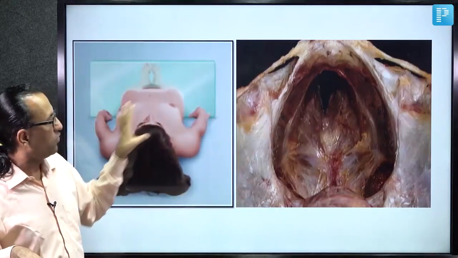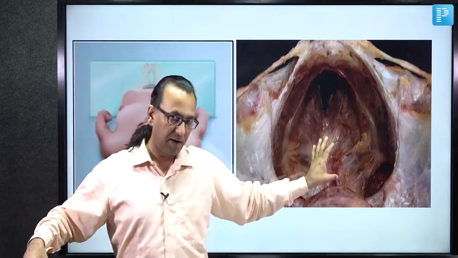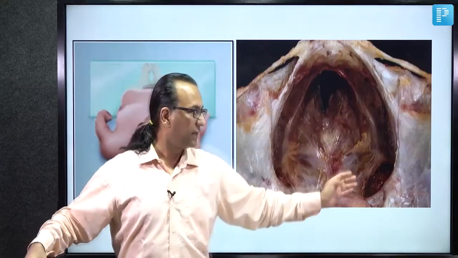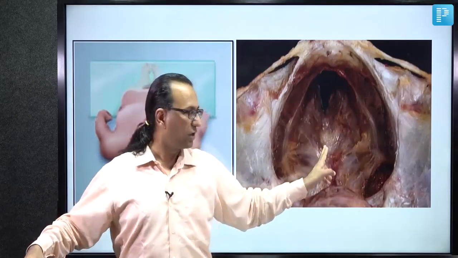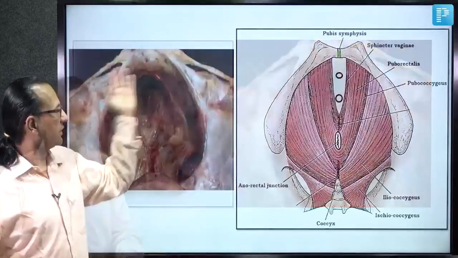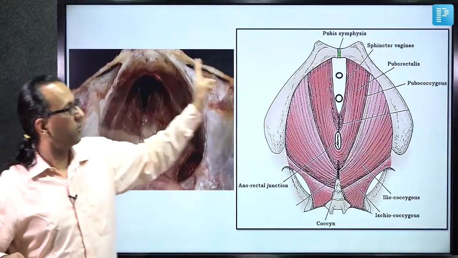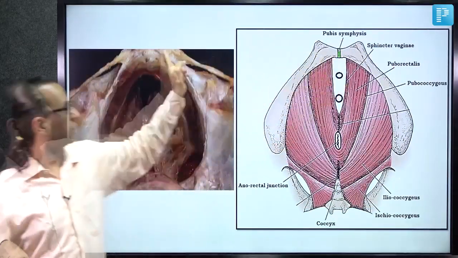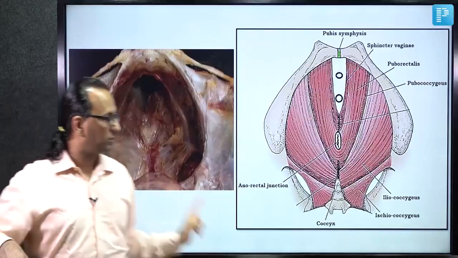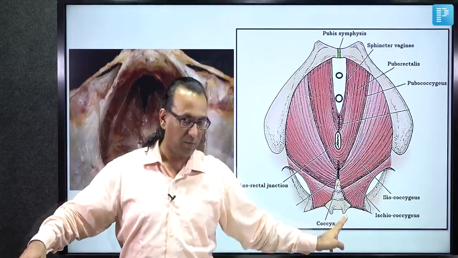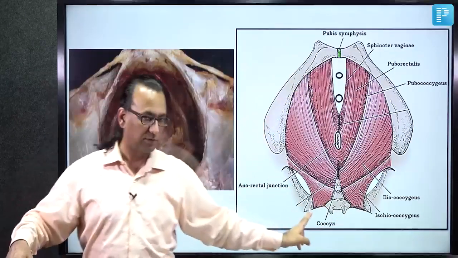This is a superior view of the pelvic diaphragm here. Let us look at the schematic diagram for this particular area now. So as we can see, the most anterior bone is the pubic bone, and the most posterior bone is the sacrum and the coccyx bone. Here is the sacrum, that is the coccyx bone. Otherwise, this is the ilium and the ischium bone.